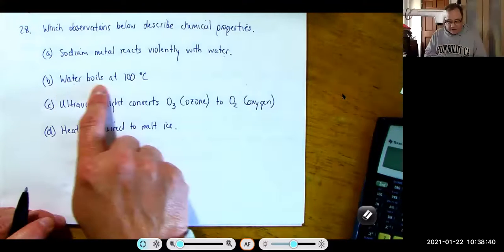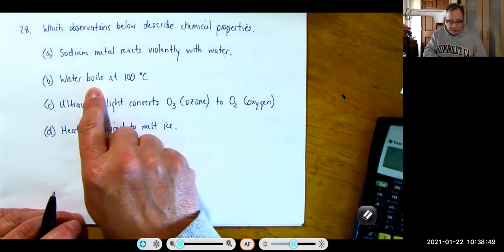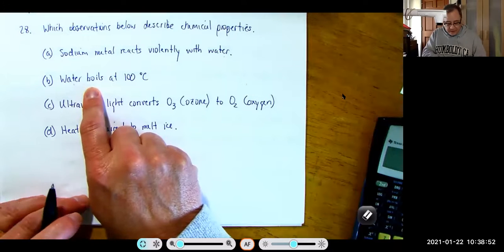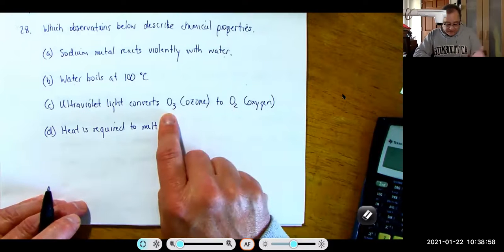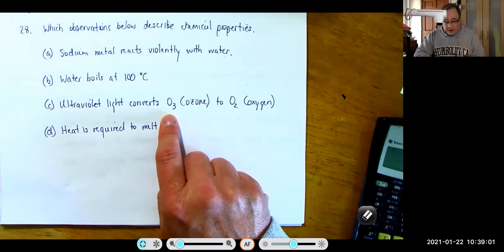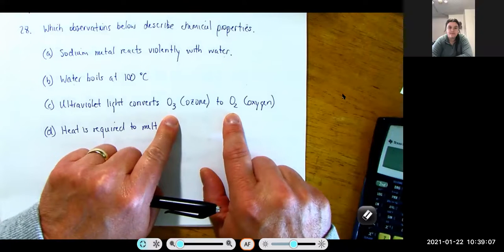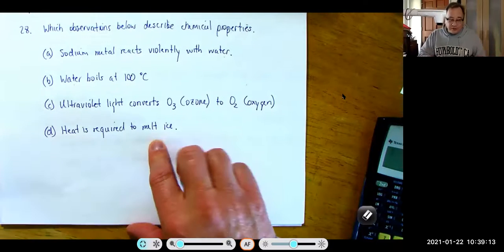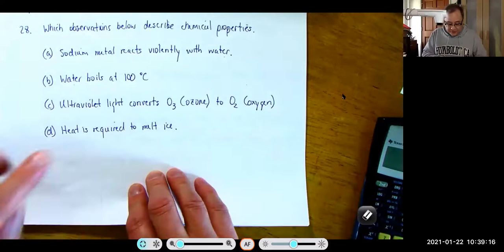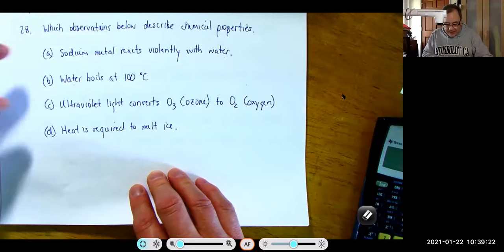B, water boils at 100 degrees Celsius. We know that when it boils, it turns into steam, but steam has the same formula as water. So this is a physical property, not a chemical. Ultraviolet light converts O3, ozone, to O2, oxygen. There's a change in formula. This is chemical. Heat is required to melt ice, which we know could be refrozen. This is physical. So if we were to answer this by what they asked, the chemical properties are A and C.